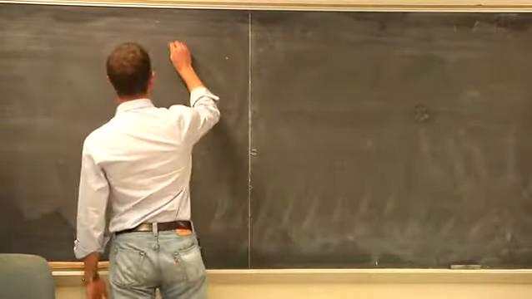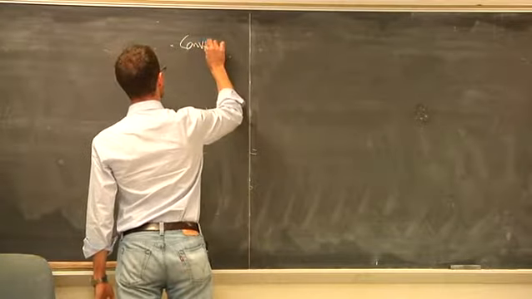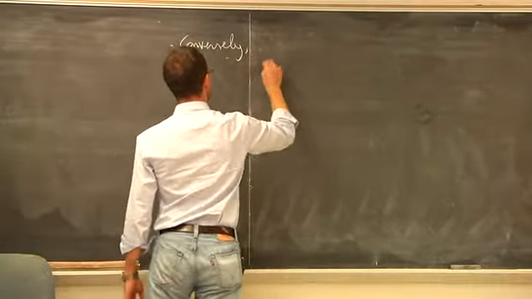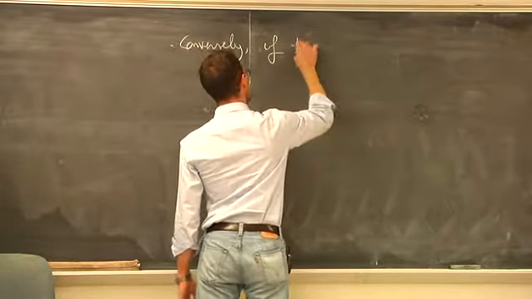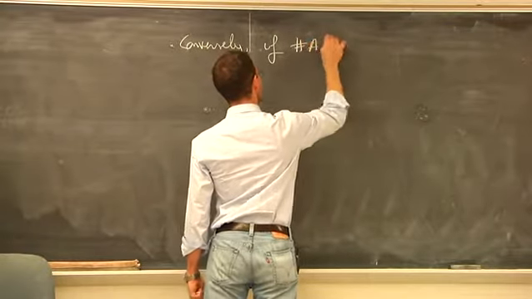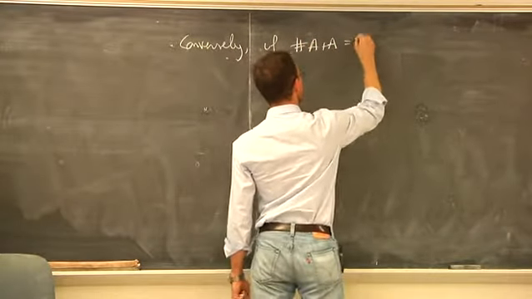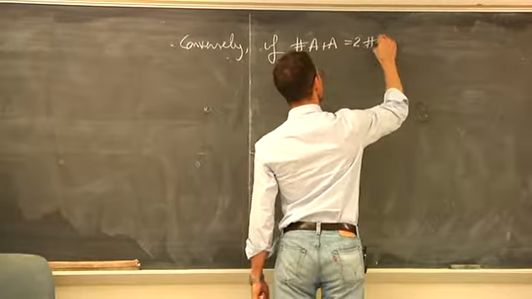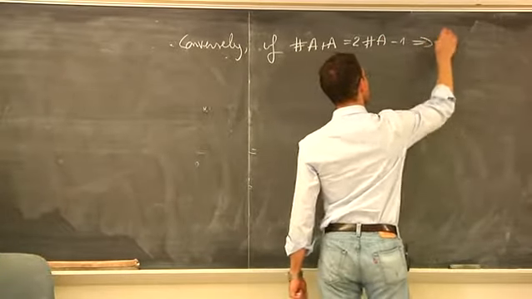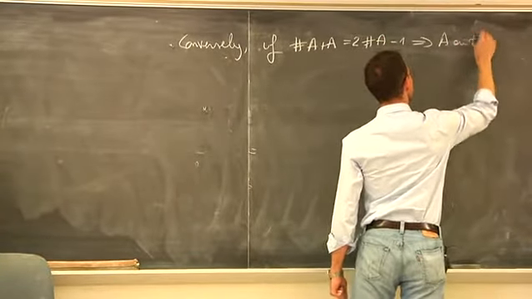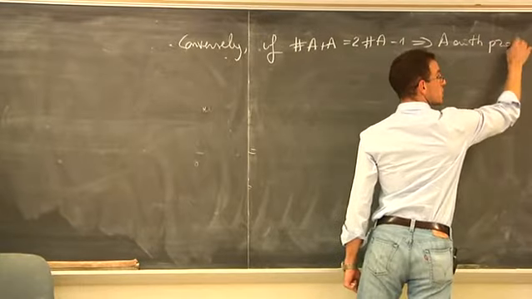So conversely, if the cardinality of A plus A is equal to twice the cardinality of A minus 1, then A is an arithmetic progression.